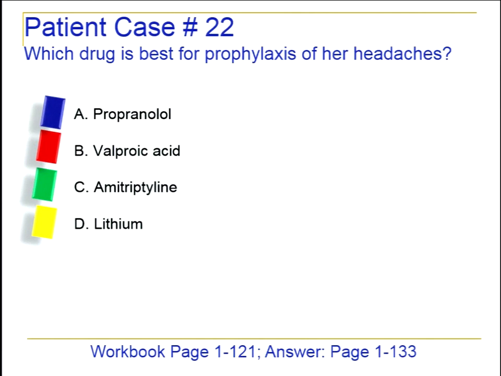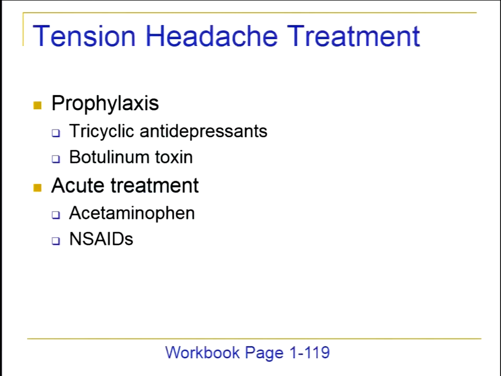Okay, I'm seeing a lot of amitriptyline, and that's also what I would choose for this patient. So our list is a lot smaller for prophylaxis than it was for migraine. When we look at tension headache, tricyclics are used, and botulinum toxin can be useful when it's injected in the forehead and sometimes the neck muscles. Acute treatment, usually we're looking at simple analgesics.